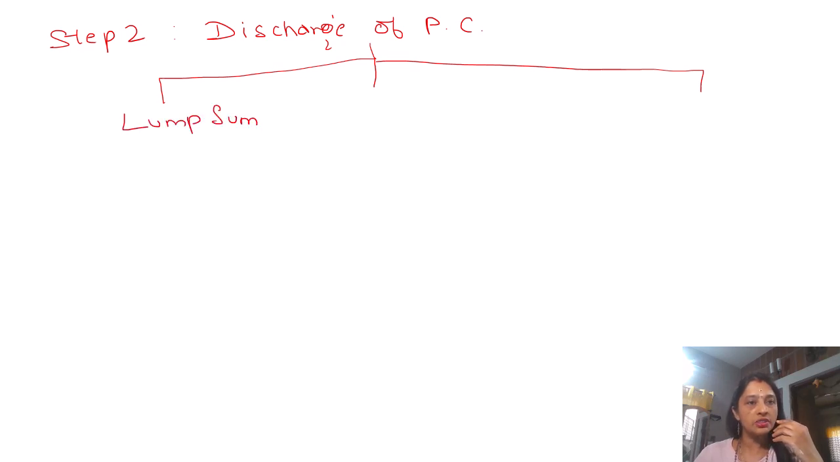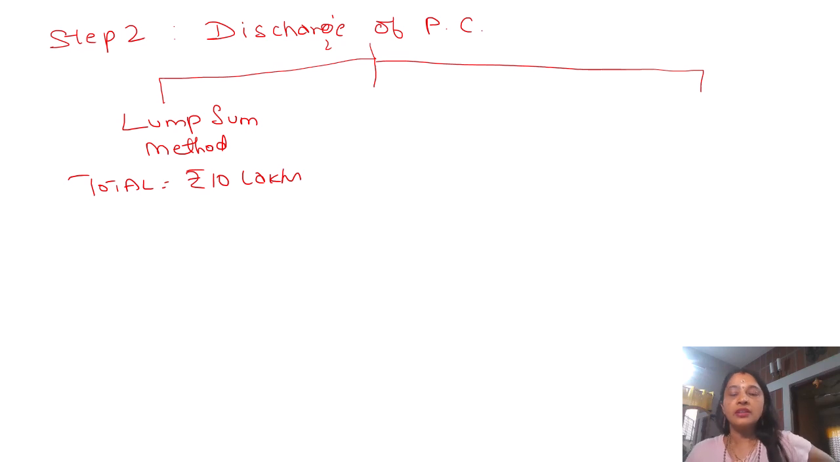So in the lump sum method, we know the total PC. The total is known. Say the total purchase consideration given in the question was rupees 10 lakhs. So this is the calculation of PC, which you need not calculate. They would only have given it to you in the question. That is why it is not called a method of purchase consideration. In this method, if it is the lump sum method, then you have to do the next step, which is discharge of PC.